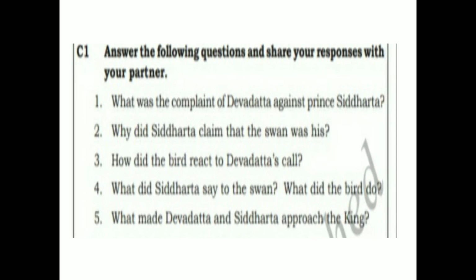Fourth question, what did Siddhartha say to the swan? What did the bird do? The last question, what made Devadatta and Siddhartha approach the king? These are the 5 questions for your assignment.